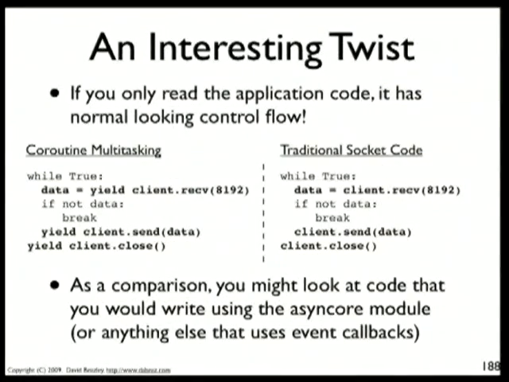But it's really interesting. If you make it through this level, you end up having this sort of OS that almost exactly mimics the normal control flow that you would have in a multi-threaded application. So this is traditional socket code over on the right, and this is the coroutine multitasking over on the left. The only difference between those two things is the yield statement. Otherwise, it's exactly the same.